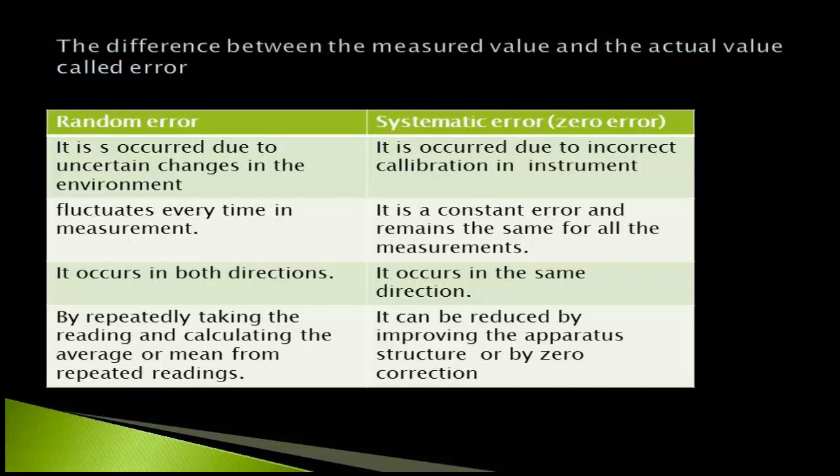While the systematic error can be reduced by doing the zero correction or by improving the apparatus structure. Means if it has poor calibration or the calibration is not right, we can correct it by improving its structure. And by zero correction, just like for the positive zero error we subtract that amount, and for the negative zero error we add that amount.